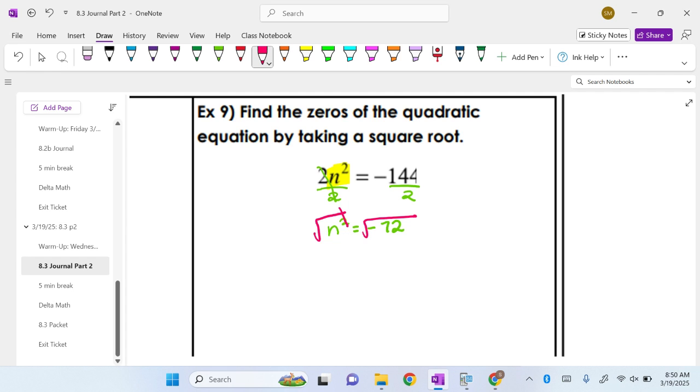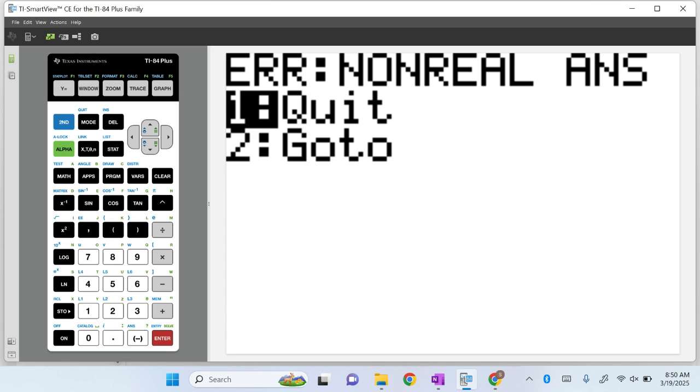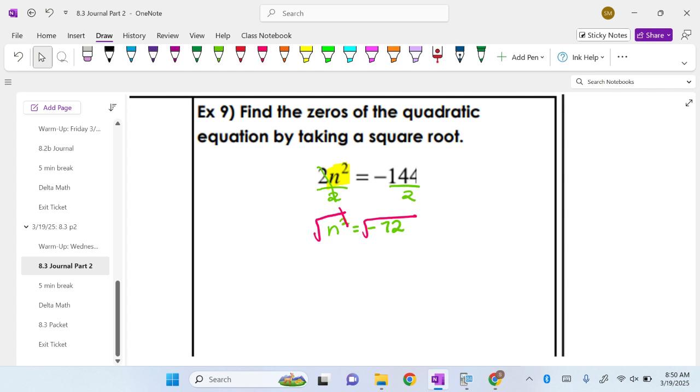Error. So if you put in the square root of negative 72, you get an error message. And look what it says. What does it say when it says error? Non-real answer. All right. If you put it in Desmos, you'll get something similar. Square root of negative 72, undefined. All right. When you get to math 2, you will learn that this is what we call a complex or imaginary answer.